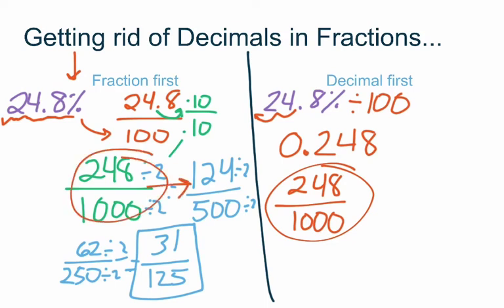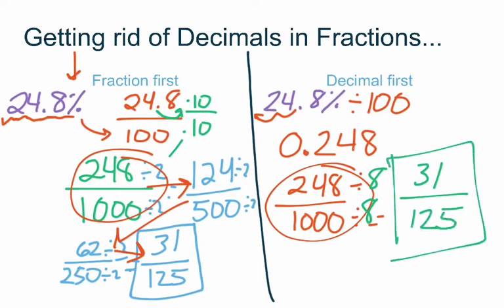We'd go through that simplifying process, and we could simplify that down, and this time I might smartly, intelligently go, oh, I can divide this by 8. And hey, what do you know? 248 divided by 8 is 31, and 1,000 divided by 8 is 125. Okay, so there wasn't a big difference between these two, but sometimes students like to start with that decimal, and sometimes students like to start with that fraction.